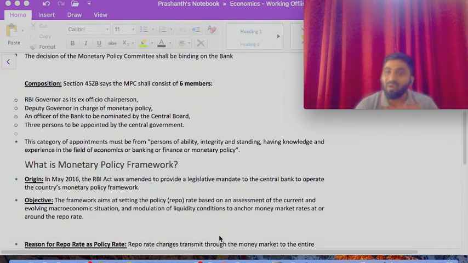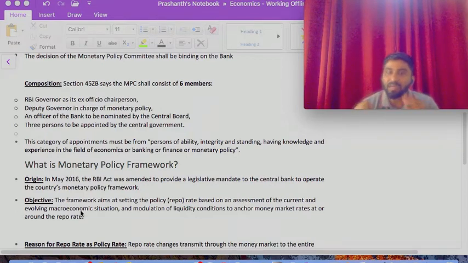So as I have already mentioned, it was as per the RBI Act of 1934, which was amended in 2016 to include this monetary policy. The objective of this policy is that the framework aims at setting a policy rate based on the assessment of the current and evolving macroeconomic situations.